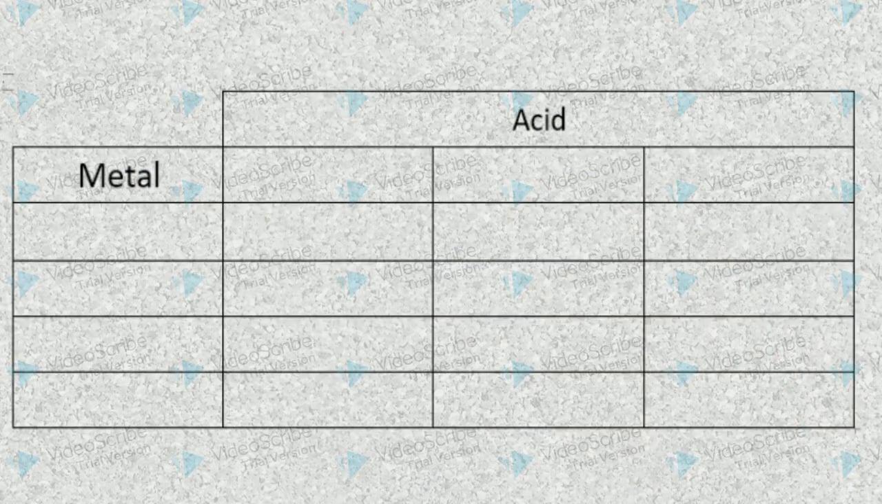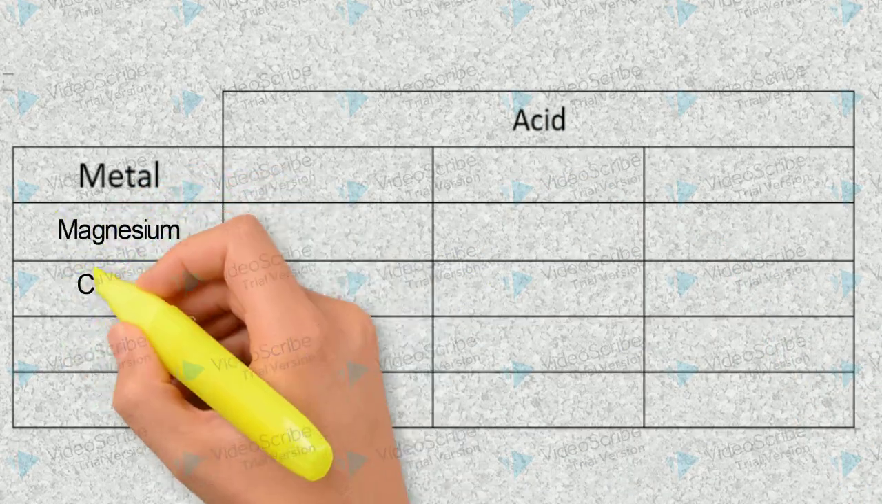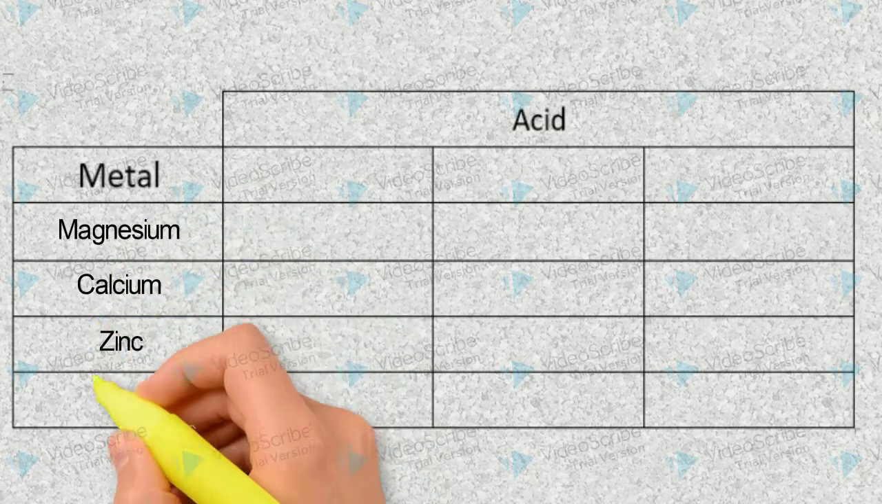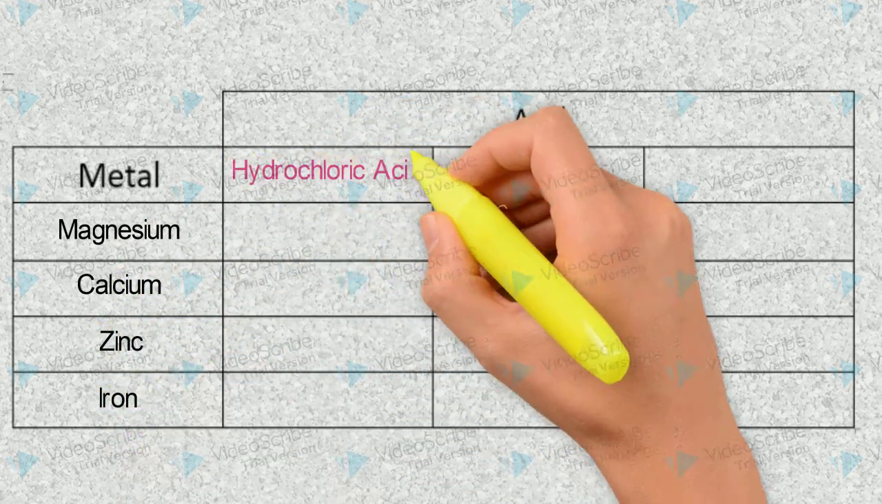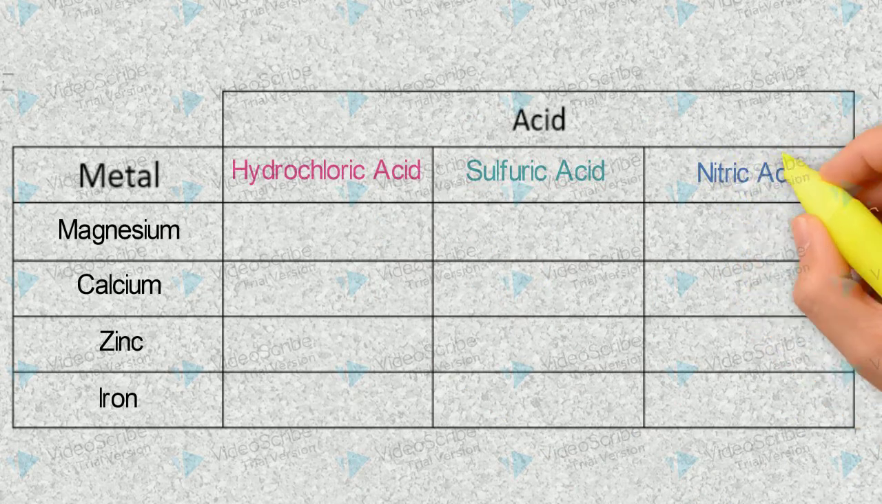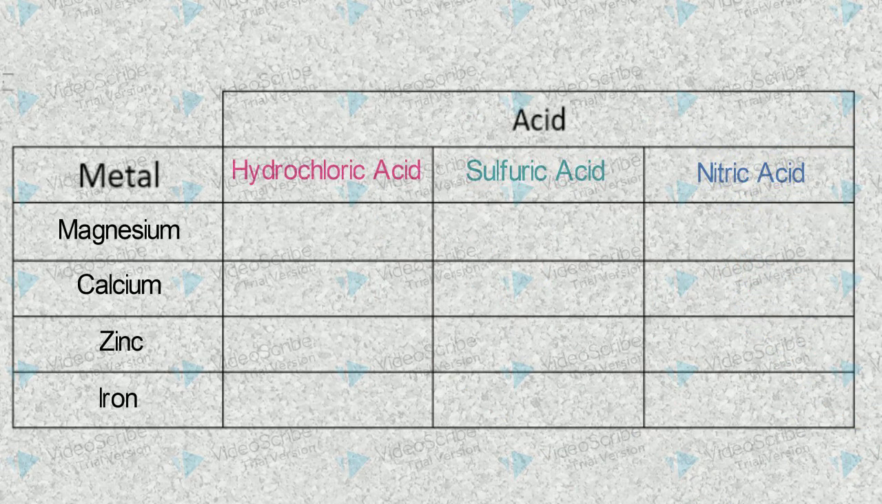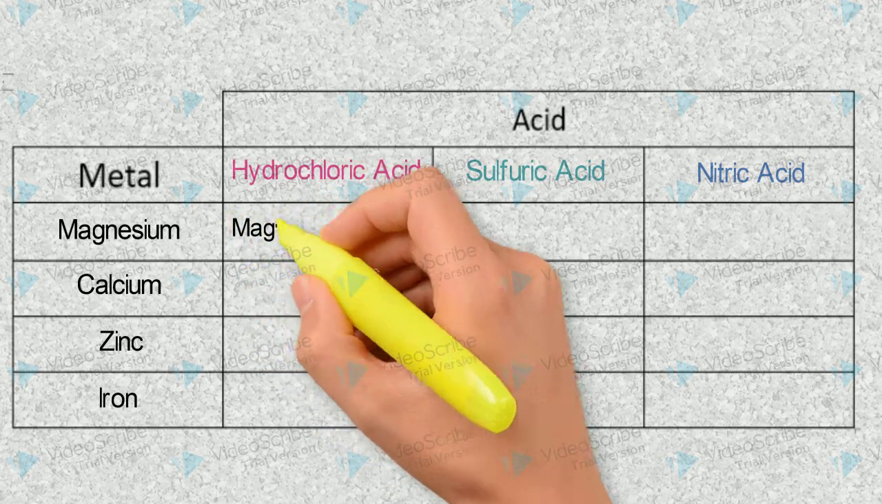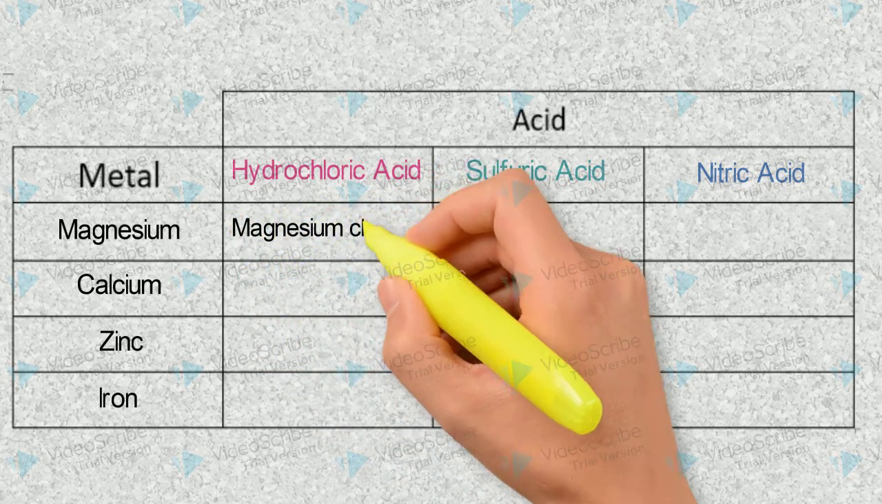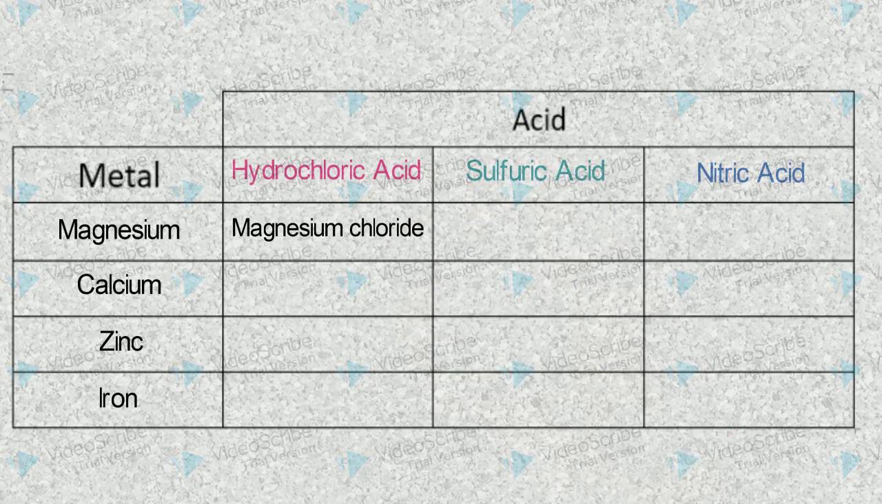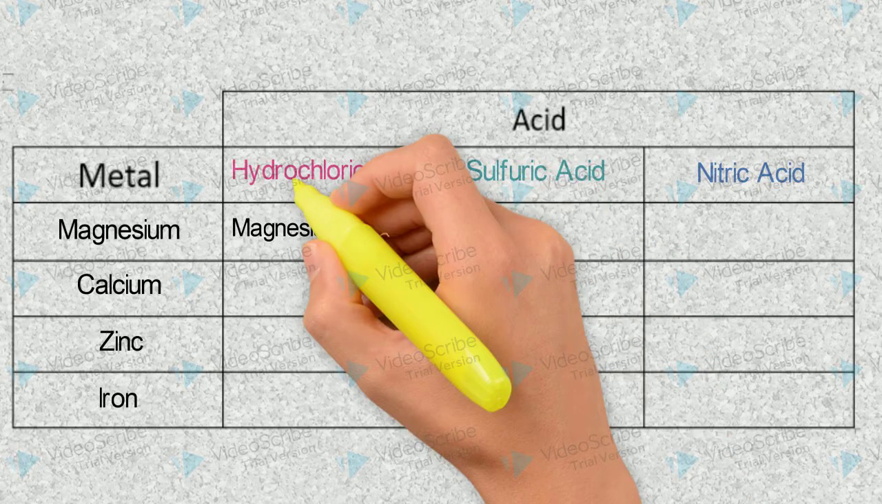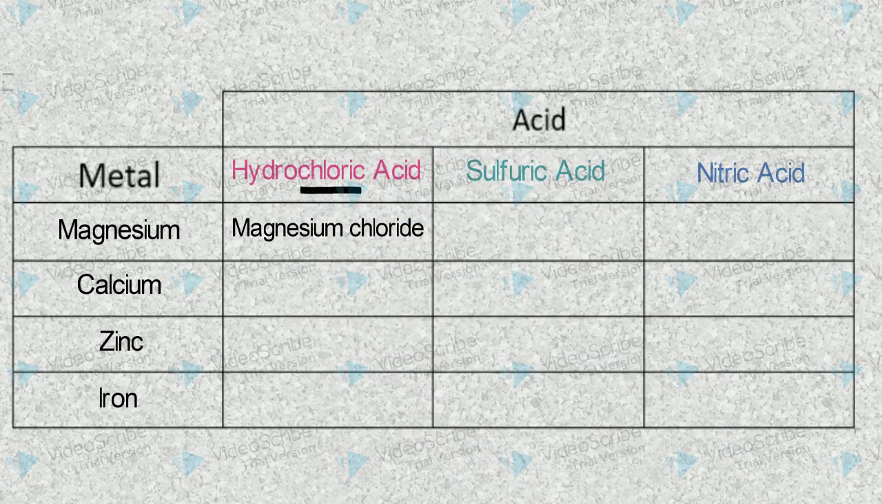We'll consider 4 metals: magnesium, calcium, zinc, and iron, and 3 acids: hydrochloric acid, sulfuric acid, and nitric acid. When we react magnesium with hydrochloric acid, we'll make a salt that's called magnesium chloride. The chloride part of the name of the salt comes from the hydrochloric acid it was made from.